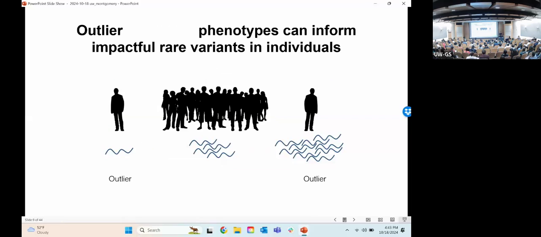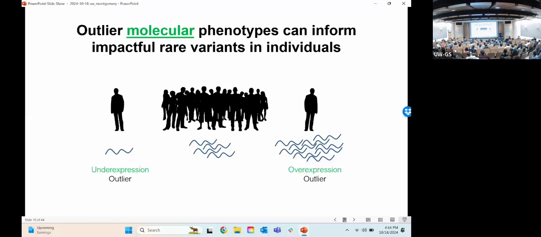I'll talk about a few different stories here, but the way we've gone about this is recognizing that outlier phenotypes typically inform impactful rare variants in individuals. So if I can collect information about that person, in terms of phenotype, and say there's something that's really different than the population, there probably is some increased prior for there being a genetic cause. This actually goes back maybe 15 years or so in the genetics literature. People used to sequence the outliers of a phenotypic distribution as potentially being enriched for interesting rare variants.